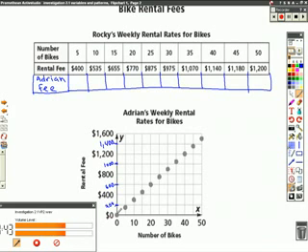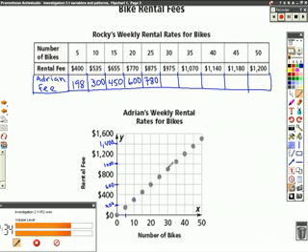So the first coordinate, we're not going to count the 0, 0. 5 bikes, we'll say it's about 198. Okay. 10 bikes, we'll say that's about 300. 15 bikes, we're going to say that's about 450. 20 bikes, 600. 25 bikes, we'll say 780.